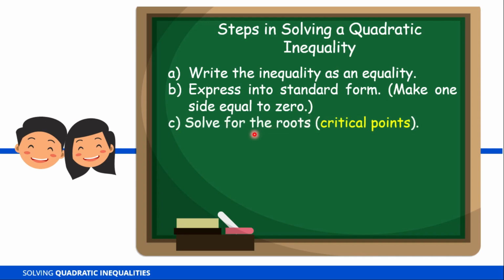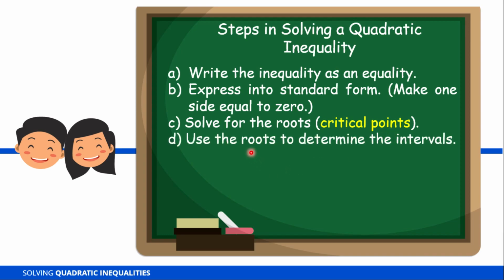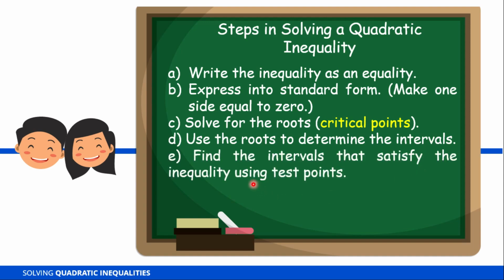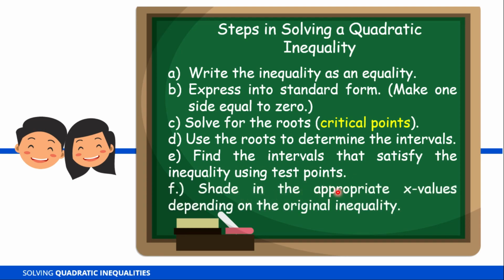Ang third step natin is to solve for the roots. We may use any method, just like factoring, quadratic formula, and so on. Okay? So, ang makukuha nating values ng x ay tatawagin nating critical points. Ang susunod na step is to use the roots para ma-determine natin yung intervals. And then, we have to find the intervals that will satisfy the inequality using test points. And i-shade natin yung appropriate x values depending on the original inequality.